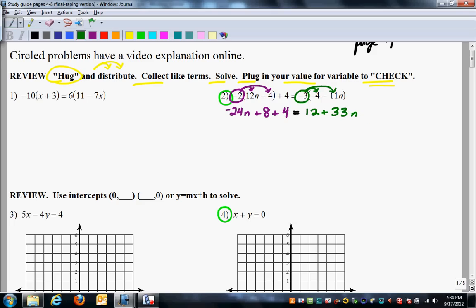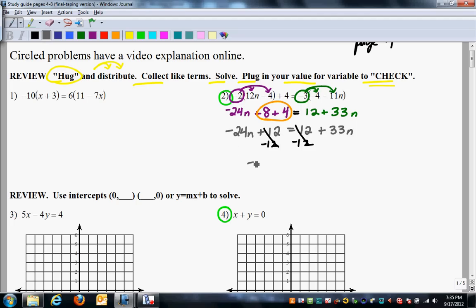Now before you start moving terms here, you need to clean up, which is to collect like terms. So we need to collect like terms first. There's only on the left you can collect. So our next line reads -24n plus 12 equals 12 plus 33n. Now we can start clearing here.